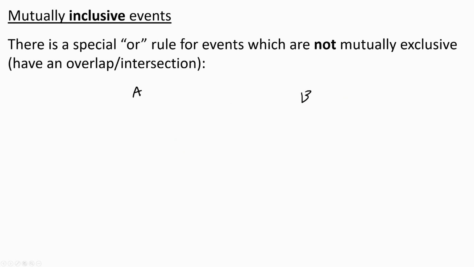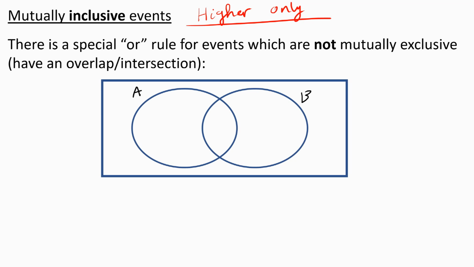We also have mutually inclusive events. This is really only for the higher exam. Mutually inclusive events do have an overlap. So there's a special OR rule for this. It's unlikely that you're going to get this in a question, but it could possibly happen.